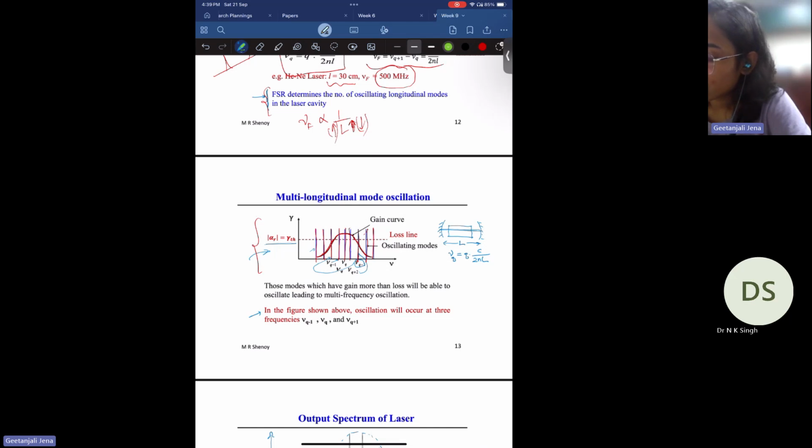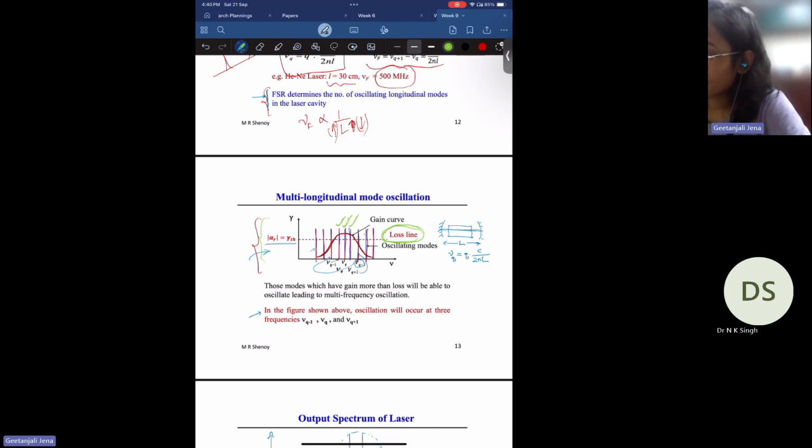If you see, the red line is the loss line of the cavity. The modes that will oscillate inside the cavity will be only these three modes, because for these three modes the losses in the system are lower than the gain in the system. So if you want to find the oscillating modes inside the cavity, please look at the gain curve and at which cavity modes are crossing the loss line.